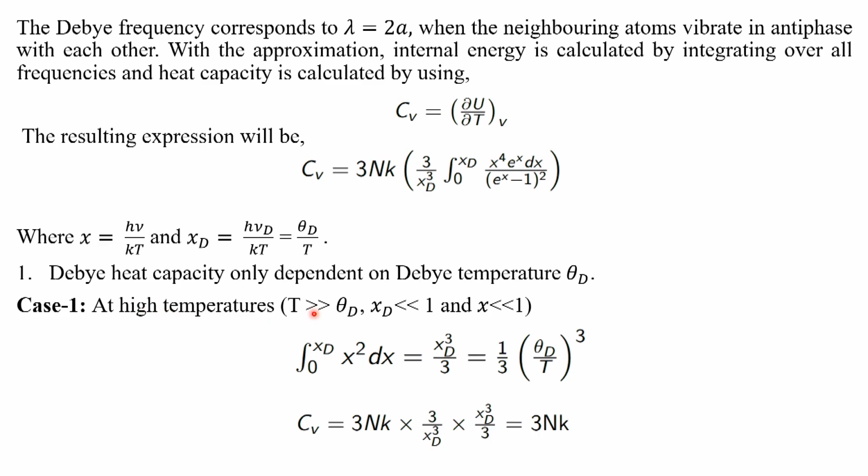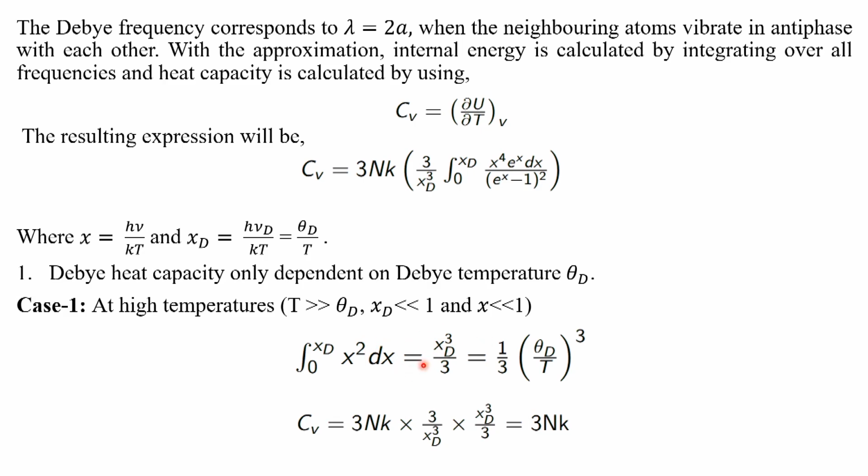So at high temperature, when T is much greater than theta D, xD is much lower than 1 and x is very low, less than 1. So this integration from 0 to xD of x to the 4 e to the x dx by (e to the x minus 1) squared will be reduced to x squared dx, right?